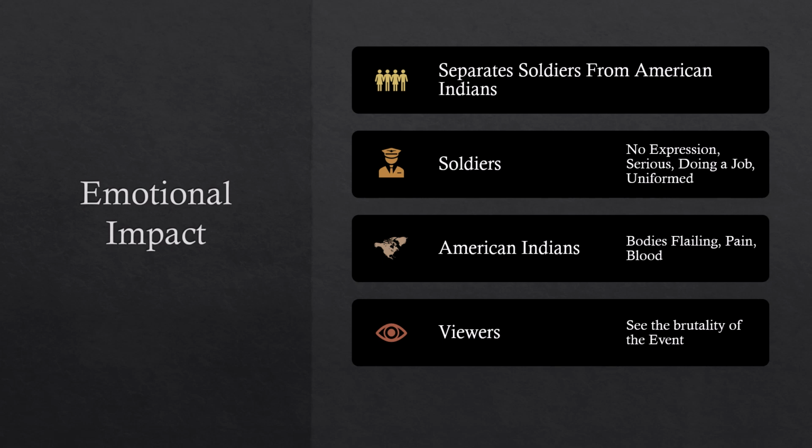On the other side, the American Indians in the pit have a pained look on their face and their bodies are flailing. There's also a layer of blood with them. This is done to show the viewers the pain that these people were experiencing and to help see the injustices and the brutality of the event.